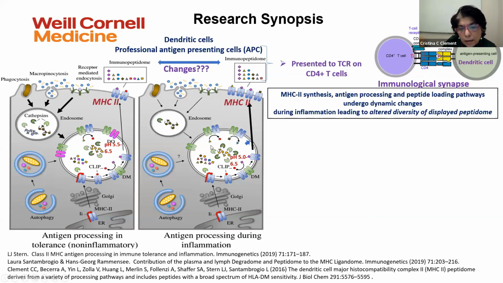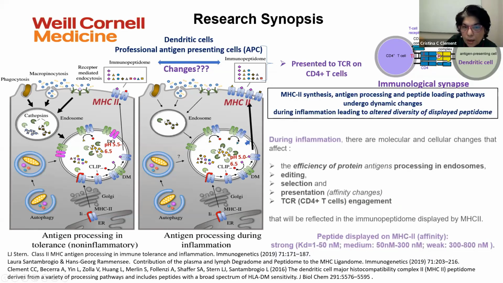During inflammatory conditions, and I'm talking about redox type of changes in the microenvironment inside the cells, like in type 2 diabetes, autoimmune disease, and cancer, we hypothesize that both the MHC class 2 synthesis, antigen processing, and peptide loading pathways will have dynamic changes, and that will be reflected in the final immunopeptidome, which is displayed on MHC class 2.